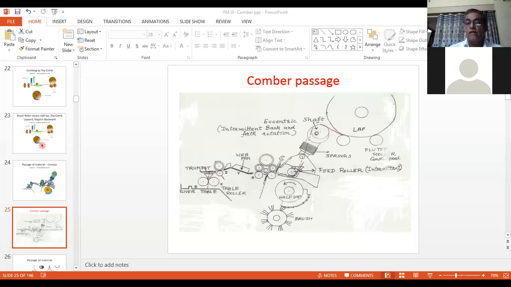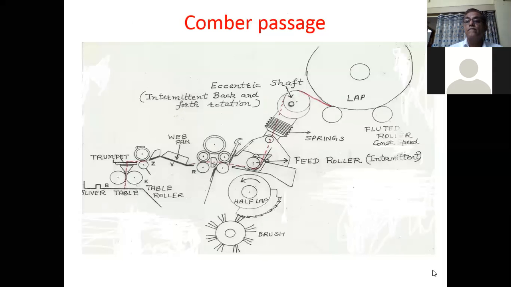Today we will study the passage of material through the Comber machine. In this topic we will study how the material is passing through the Comber machine.